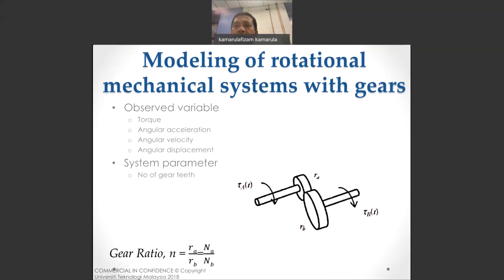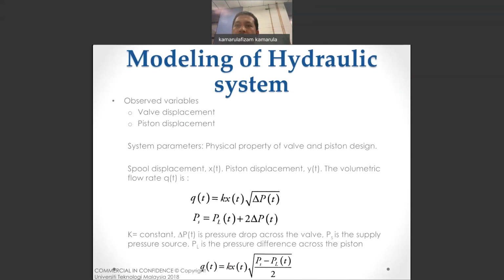Again, this one is also the same, except this is for the rotational system with the torque, with the gears. So you have torque, angular acceleration, angular velocity, and angular displacement. And of course you know the gear ratio calculation. We also have the mathematical model for hydraulic system.